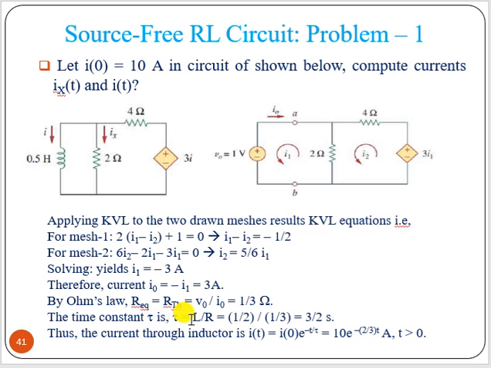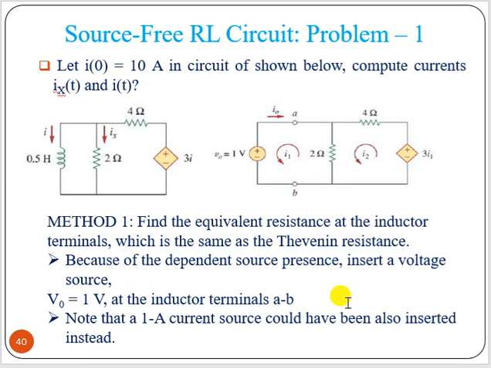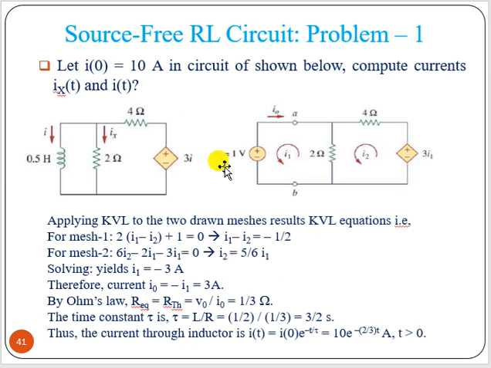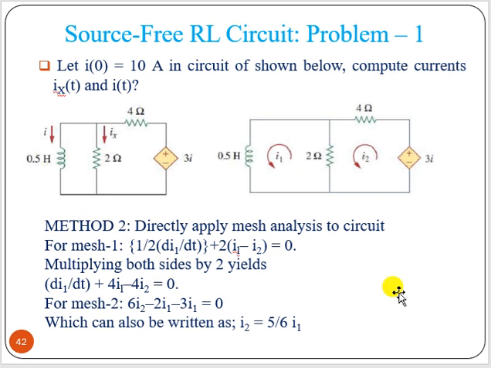So tau equal to what? L by R. L is given as 0.5, that is half. So you get the tau value. Then I0 is given as 10 ampere. So i(t) will be 10 e to the power minus 2 by 3 t ampere at t greater than 0. So this is how we can solve a problem when we have a dependent source.